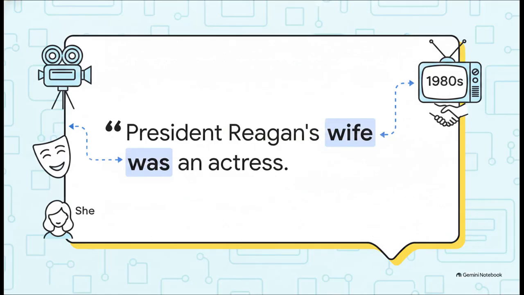Listen to this one. It perfectly illustrates this affirmative rule in action. President Reagan's wife was an actress, so President Reagan's wife is our subject here. She is one person, singular, female, which is the equivalent of she. Therefore, following our clean filing system, we just slot in the word was. She was an actress. It's simple, it's elegant, and it perfectly gets a historical fact across.